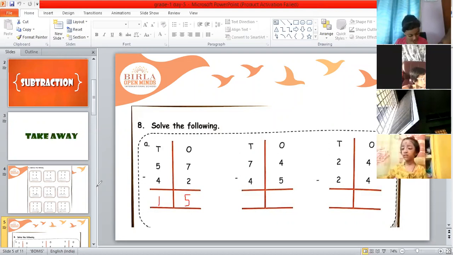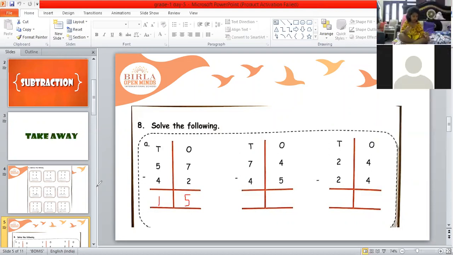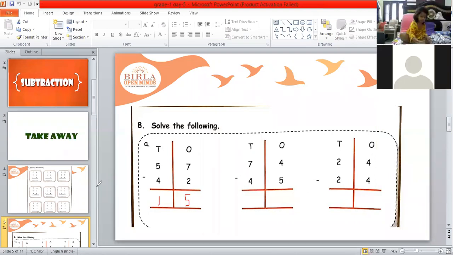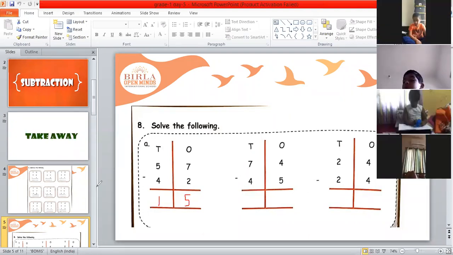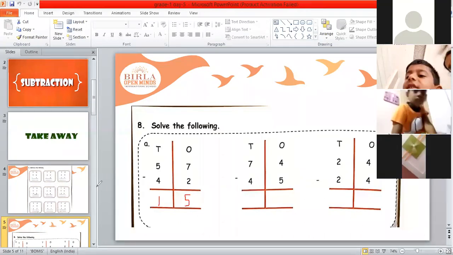And children, keep on writing these answers in your math coursework. Yes, Dhirav, please read. Second question. 74 minus 45. Very good. So this is 74 minus 45. Very good, Dhirav. Okay, fine.